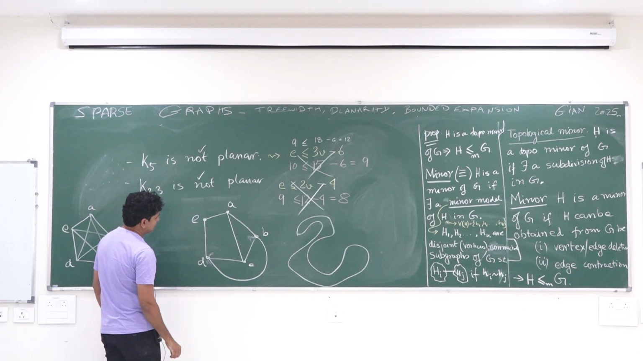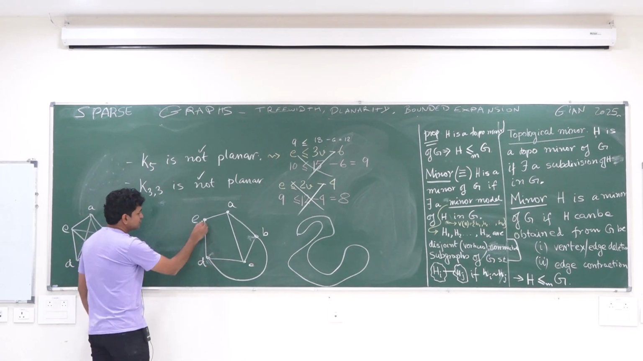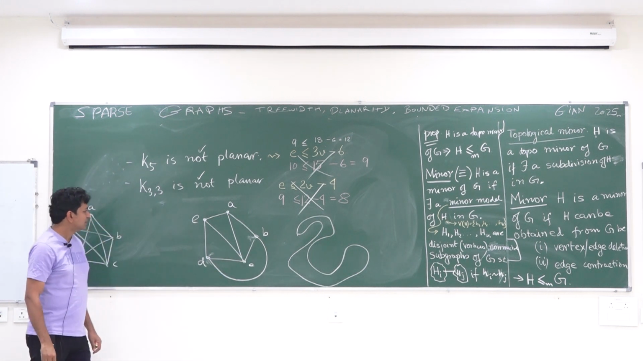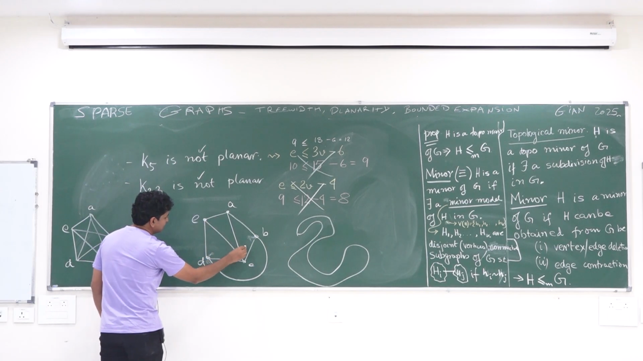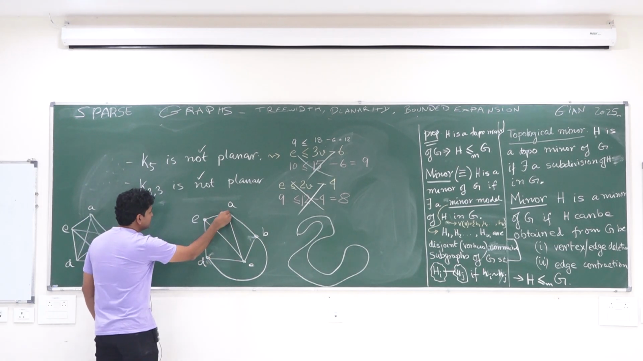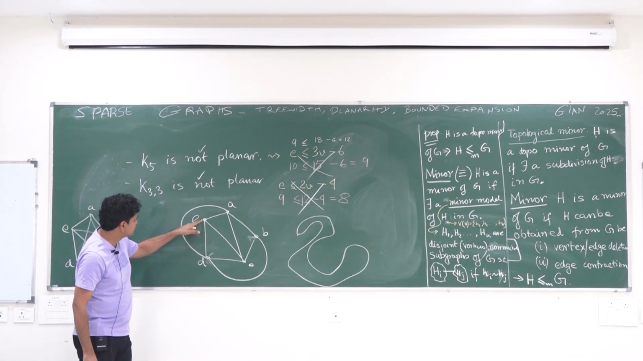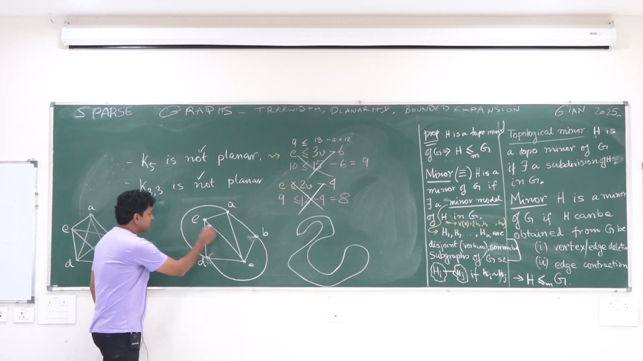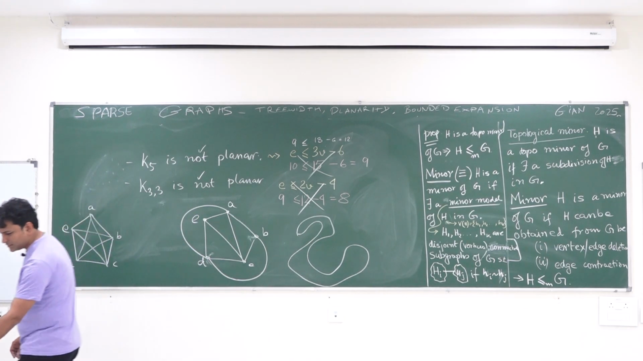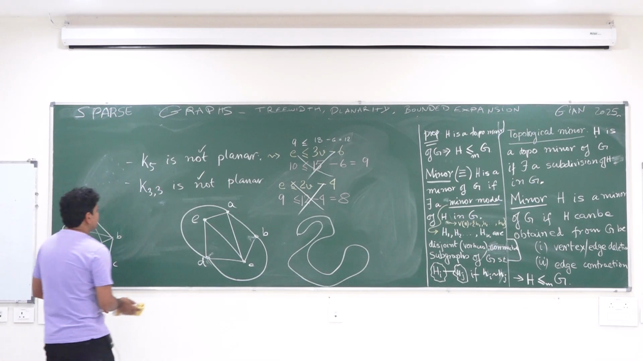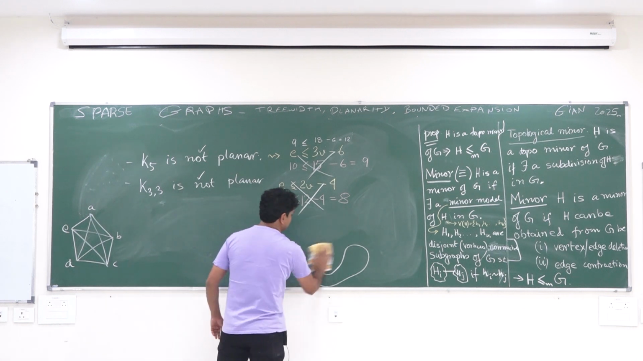But now, how will you draw C and E? It has to be from inside, same logic. But now you are in trouble with A to D. A to D has to be from outside. Now you are in trouble with C and B. You cannot draw it from inside or outside. Fine. So this is the topological proof that K5 is not planar.